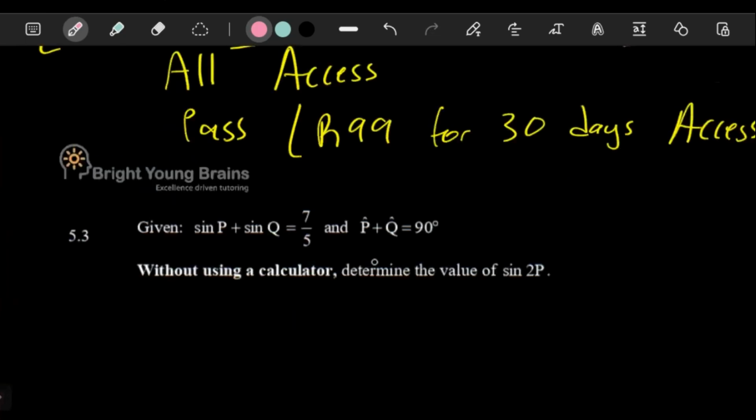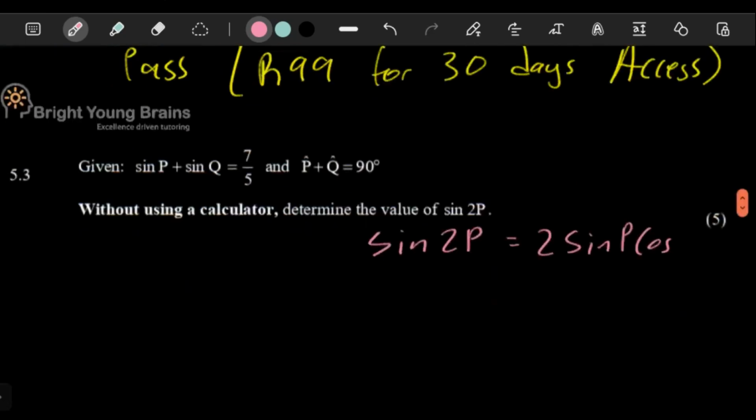5.3 is obviously very interesting because we have sine p plus sine q is equal to 7 over 5, and then p plus q is equal to 90. Now, they say calculate, without using a calculator, the value of sine 2p. What we already know is that sine 2p is the same as 2 sine p cos p.